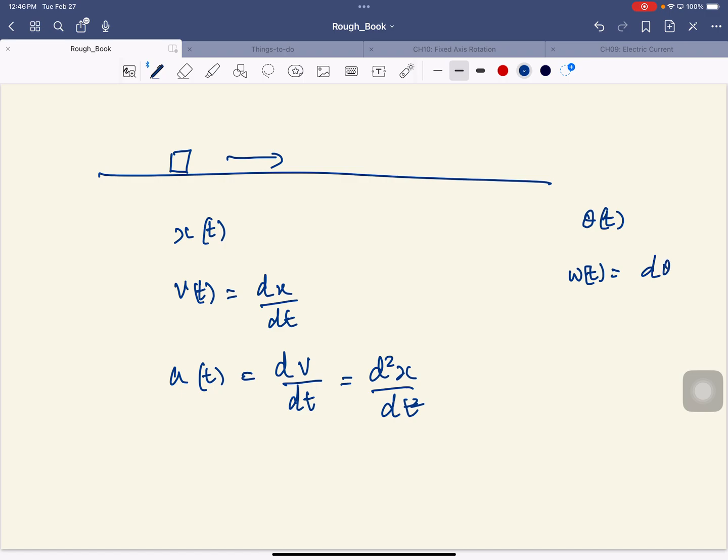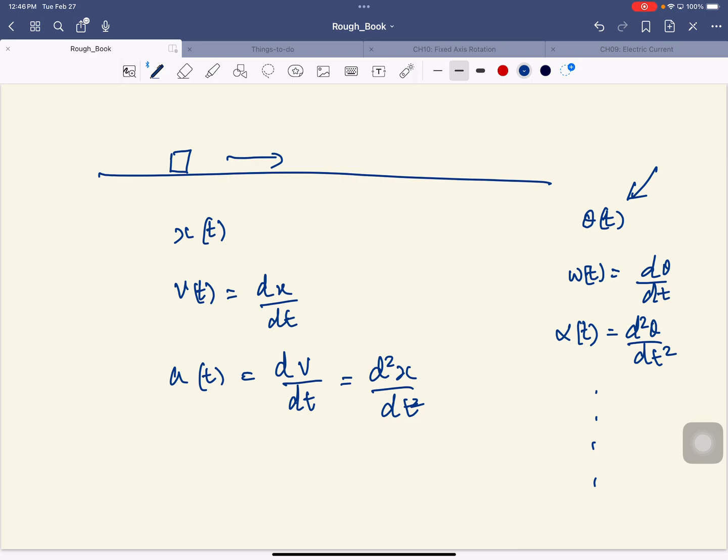dθ/dt. We'll define angular acceleration, which will be d²θ/dt², and so on. We'll learn all of this. Every formula that you've learned in the first 9 chapters, we'll relearn in this chapter, except that it will be applied to angular motion, rotational motion about a fixed axis.